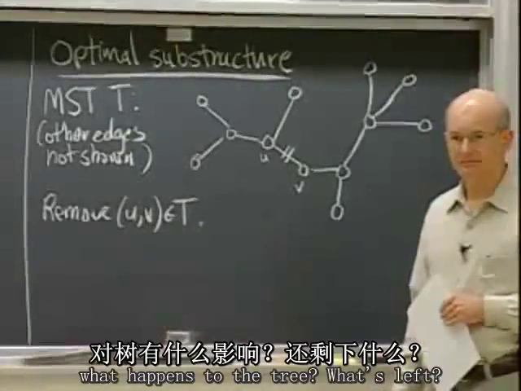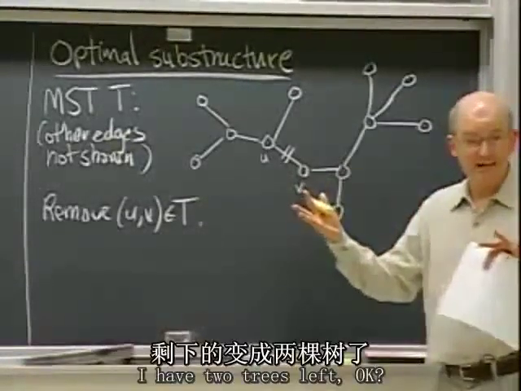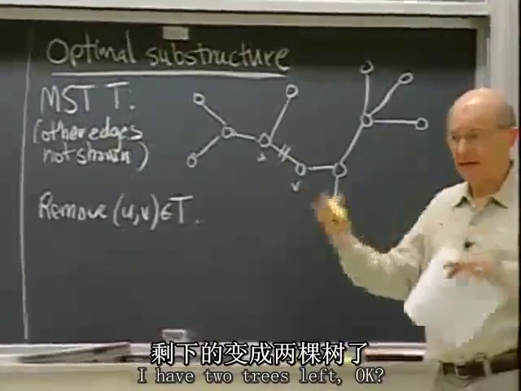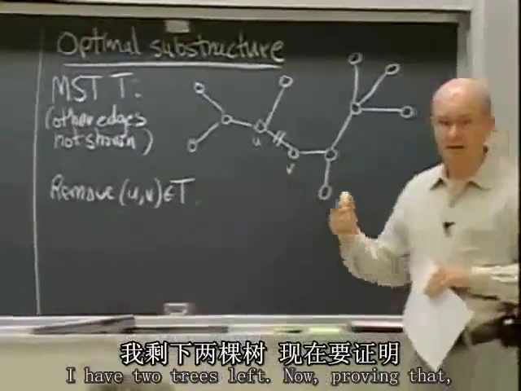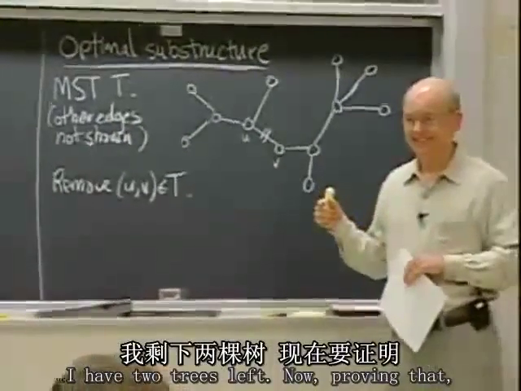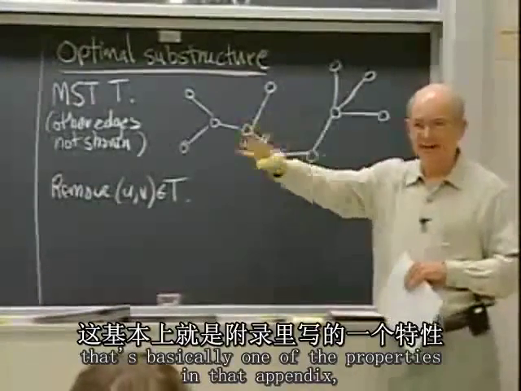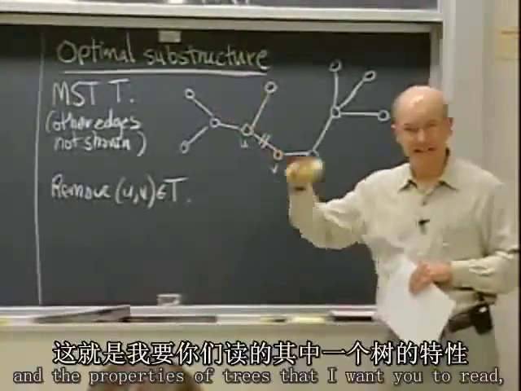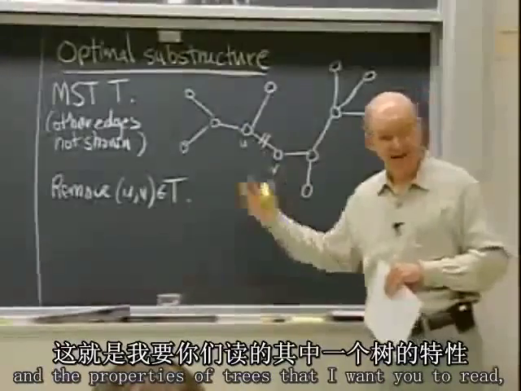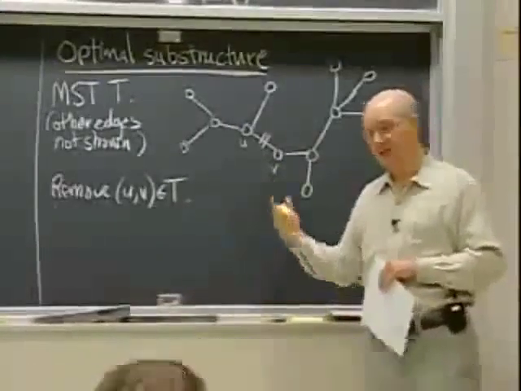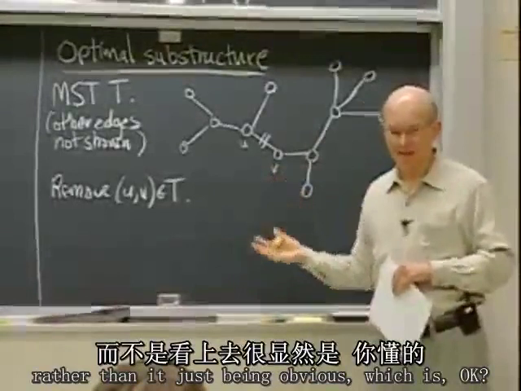What's left? I have two trees left. Okay? I have two trees left. Now, proving that, that's basically one of the properties in that appendix and the properties of trees that I want you to read. Because you can actually prove that kind of thing rather than it just being obvious, which it is.